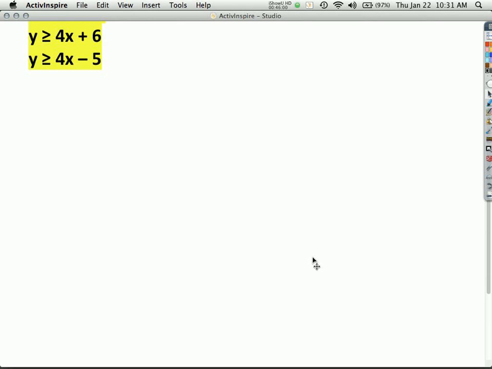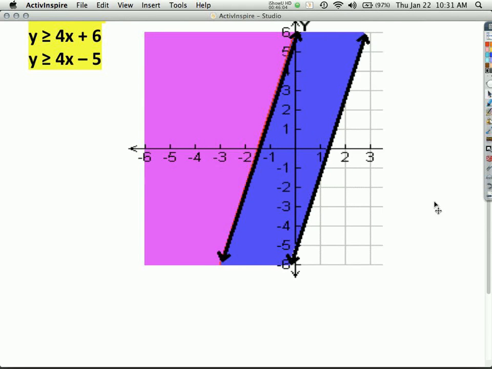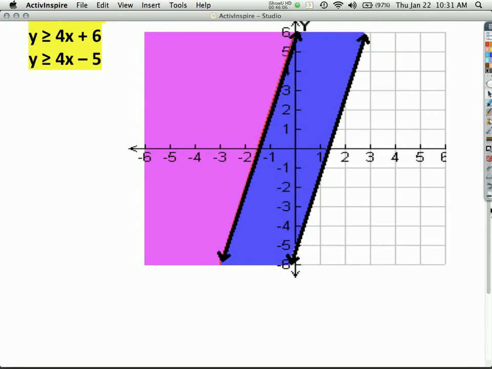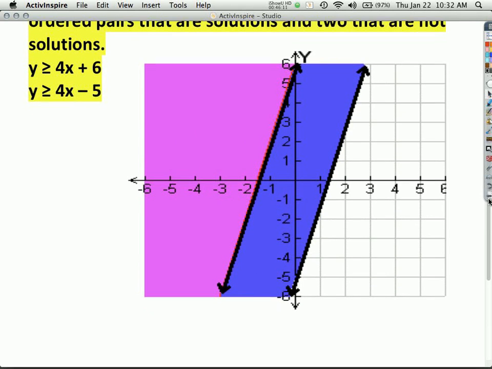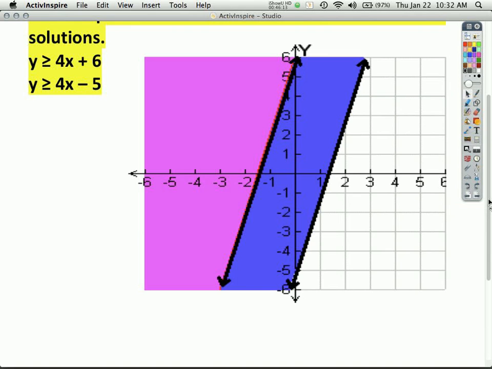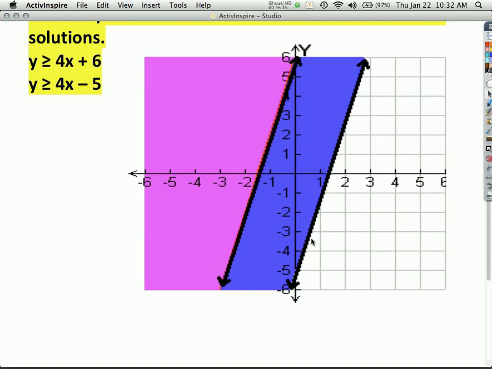All right. This is not really a situation where I can call on volunteers. So this is what your graph should have looked similar to. I borrowed this from the publisher, so let me explain. One was a solid line shaded blue above. One was a solid line shaded red above. And where red and blue overlap becomes purple. So this region here is the solution region for the system.